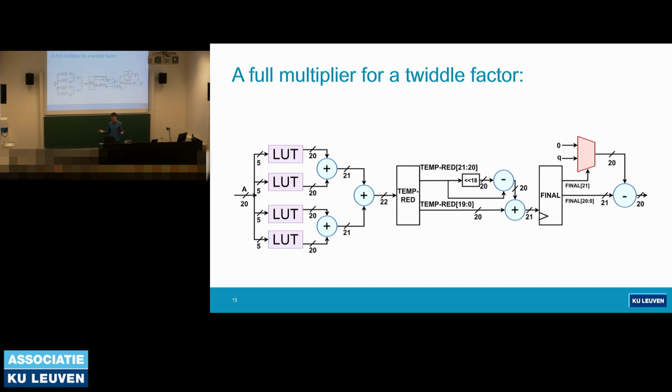Of course, if you add all the results together, you add 4 20-bit numbers, then you get a 22-bit number, which is not what we asked for. We asked for a 20-bit number. So then you can do some cheap reduction to finish it. Do you really need this reduction? No, we'll show that later.